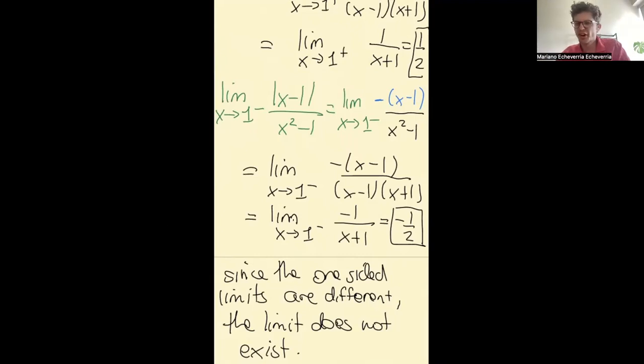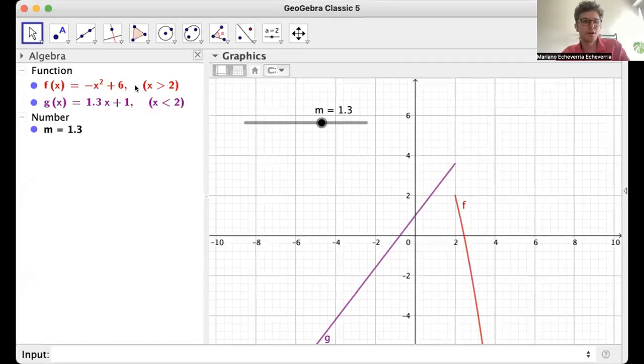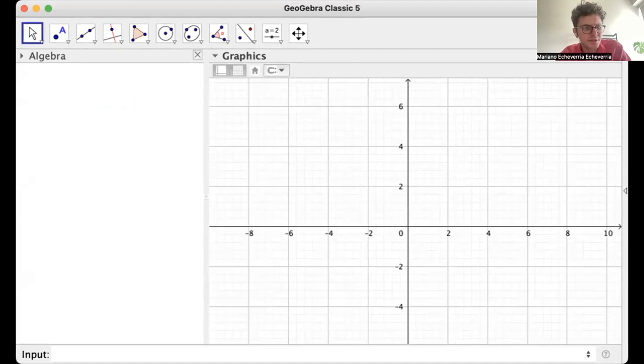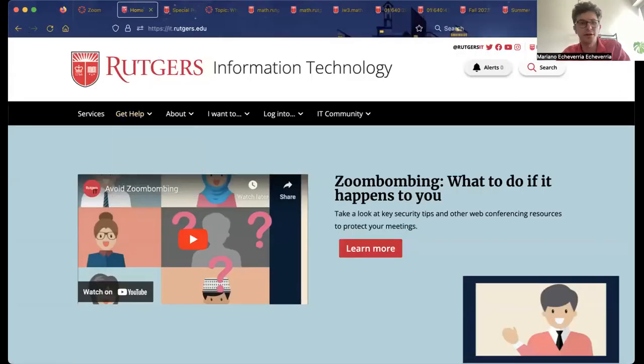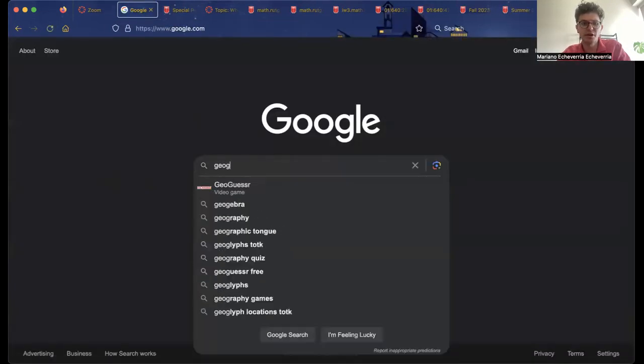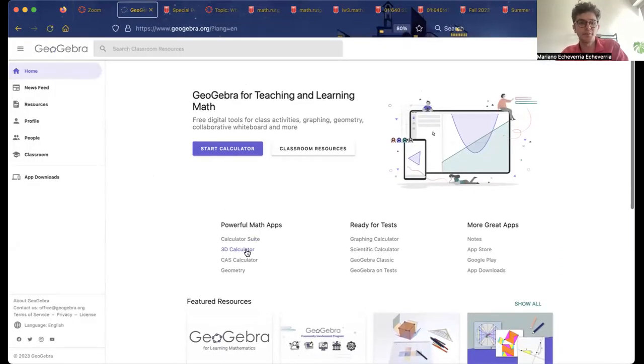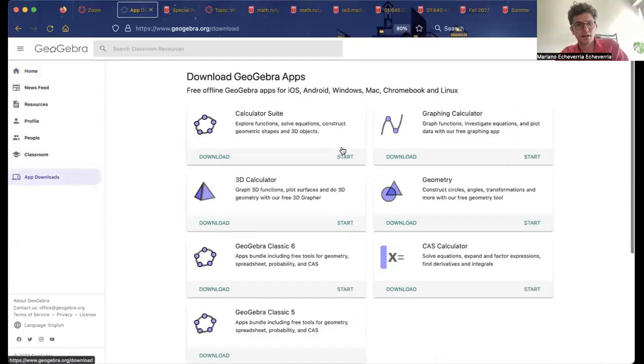Okay, just to show you how it looks on GeoGebra, it's always fun to see this. You can always plot these functions on GeoGebra. I actually don't think I showed you where to find this. So let me go to Firefox to show you where you can download GeoGebra, or not even download it, you can also work on it online. You can go to Google and type GeoGebra. Here it is, there's an option to download it if you look at app downloads. That's what I have, I prefer to have a version on my desktop.